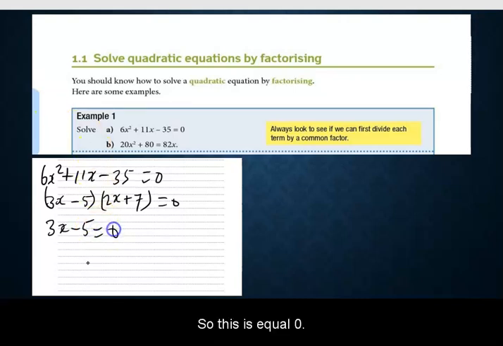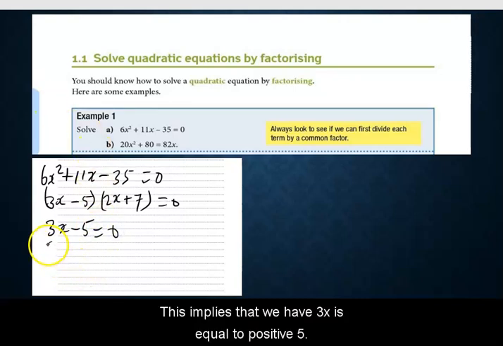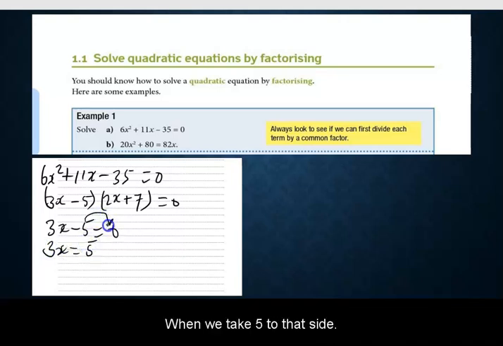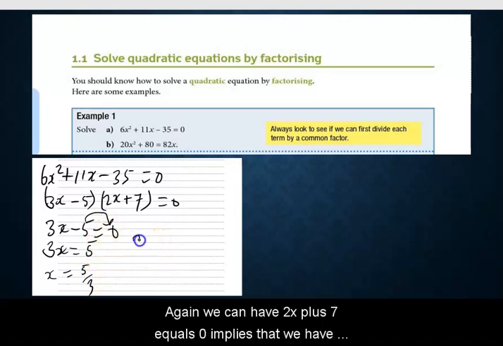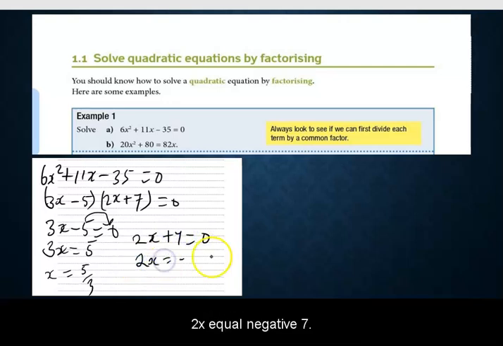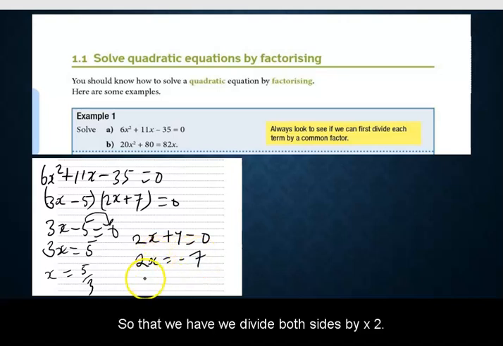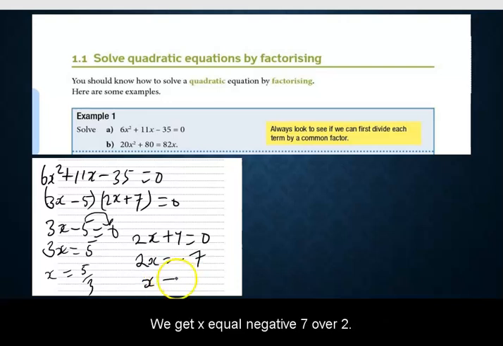So this is equal to 0. This implies that we have 3x is equal to positive 5 when we take 5 to that side. So x is simply 5 over 3. Again, we can have 2x plus 7 equals 0. This implies that we have 2x equal to negative 7, so that we divide both sides by 2, we get x equal to negative 7 over 2.